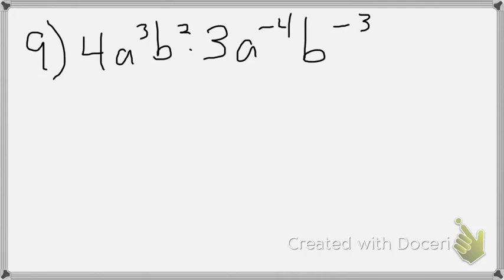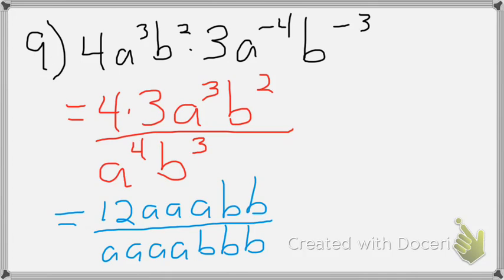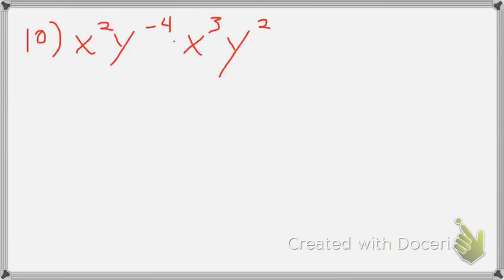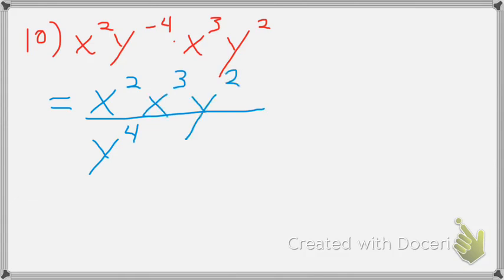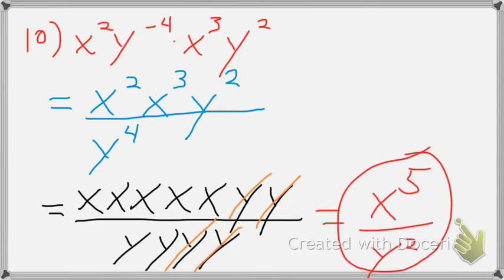Move negative exponents to the bottom. Expand. Cross out things that I can cancel. And I'm left with 12 over AB. Move negative exponents. Leave everything else where it is. Expand. Cancel. And I'm left with an answer.